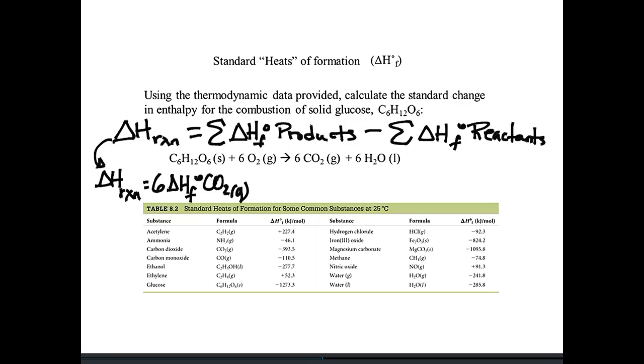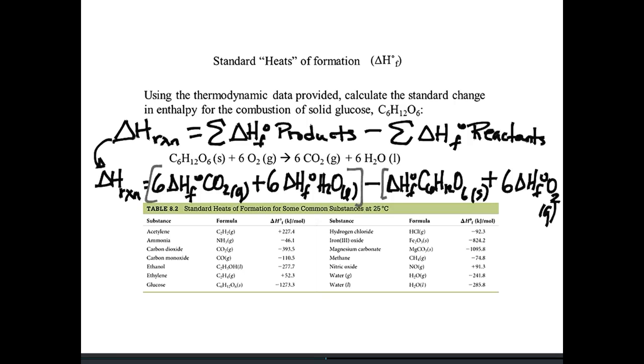I'm going to list this out first. So we have 6 times the heat of formation of carbon dioxide, plus 6 times the heat of formation of water, minus the heat of formation of glucose, solid, plus 6 times the heat of formation of oxygen, gas. So here I'm just plugging in the reactants and the products, their identities, plus the stoichiometric coefficient.